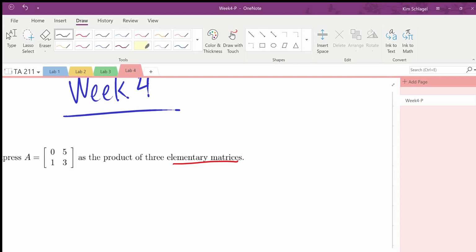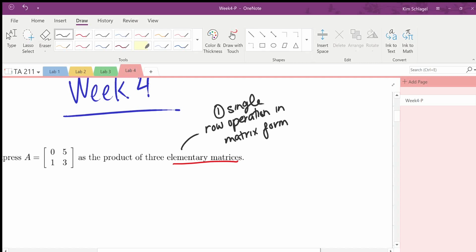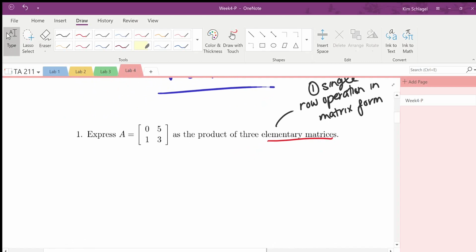So an elementary matrix, you can think of it as a row operation in matrix form. Okay, so that's all it is. It's one single row operation in matrix form. It's not multiple, it's just one single row operation in matrix form. Okay, so I'll give you a quick example of that.